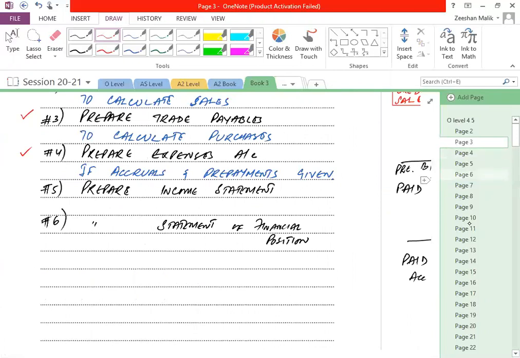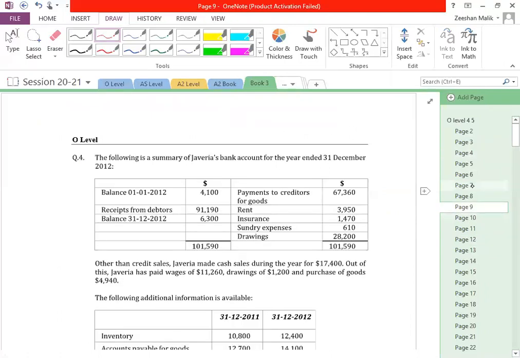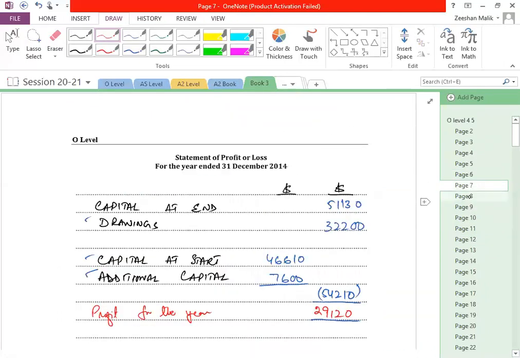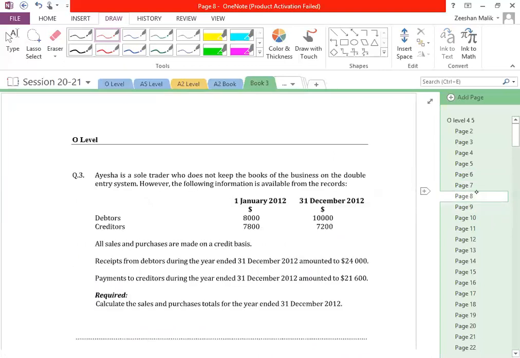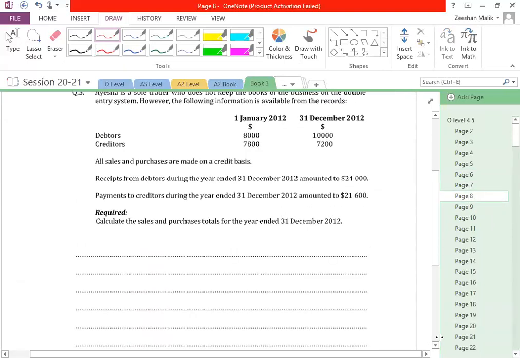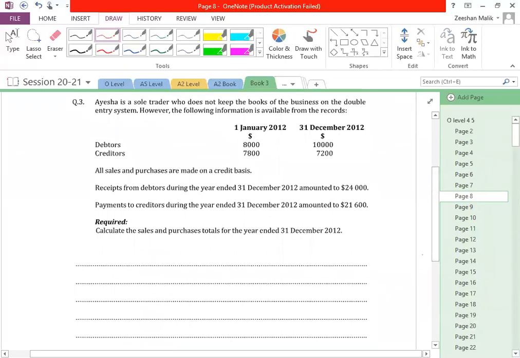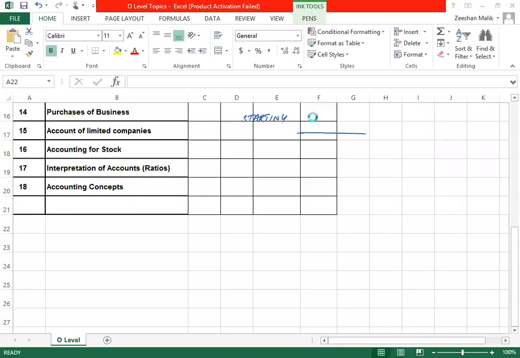Let me do some questions for you. Here I have question number 3. Aisha is a sole trader who does not keep the books of the business on the double entry system. However, the following information is available. So you have the starting and ending dates.